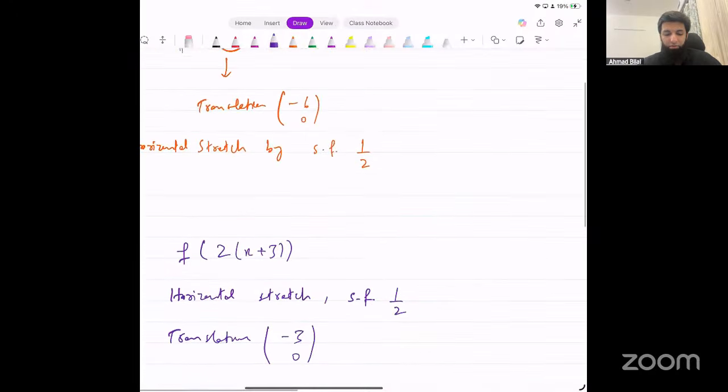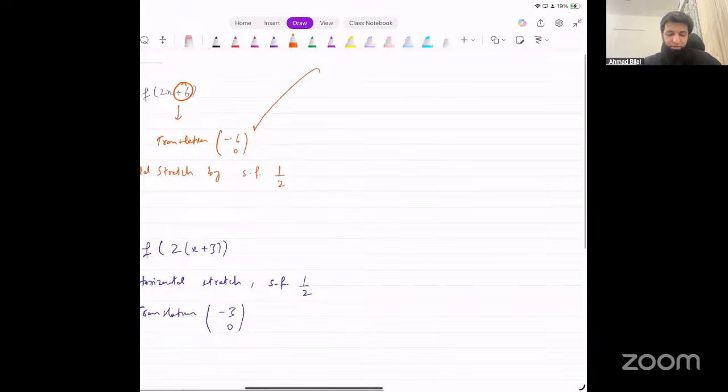Yeah, if you do not take common, I showed you above, this is what happens. Translation first in that case, and then horizontal stretch.